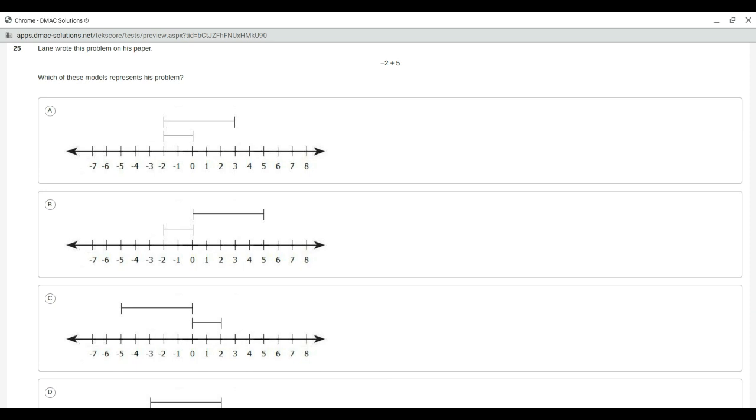Please make sure that you review your answers and make sure that you have answered all questions. When you are sure that you have answered all questions, please press the submit button to record your test.